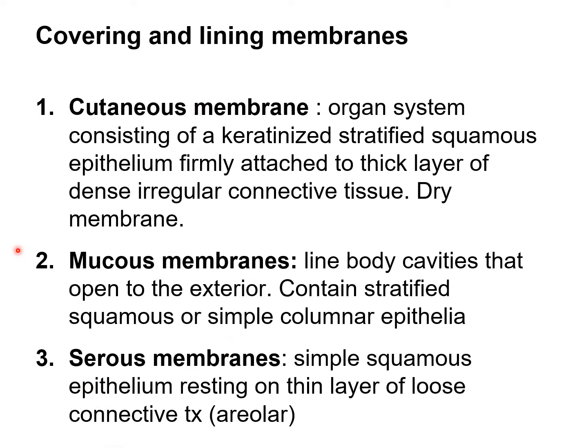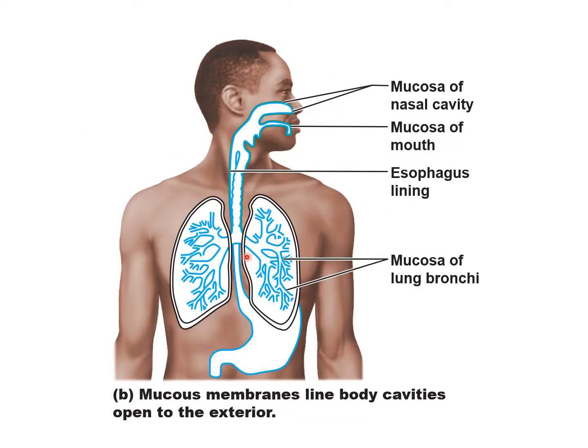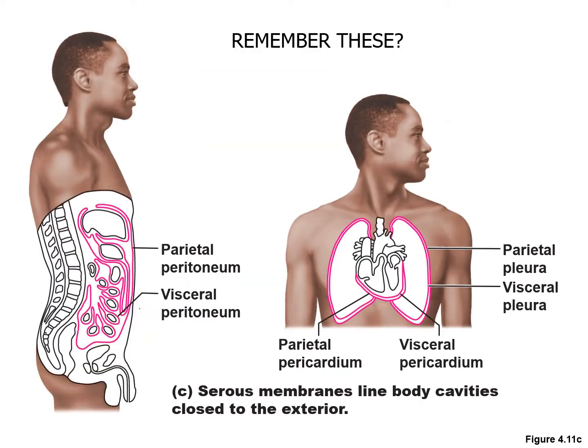So let's see these three membranes real quickly. Very simply, the two layers that form your skin make up the cutaneous membrane. The membranes that line your tracts that have access to the outside, like your digestive and respiratory tracts, also your urinary and reproductive tracts, these are called mucous membranes.